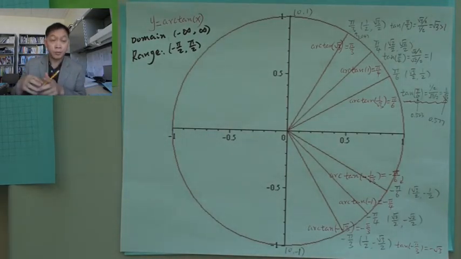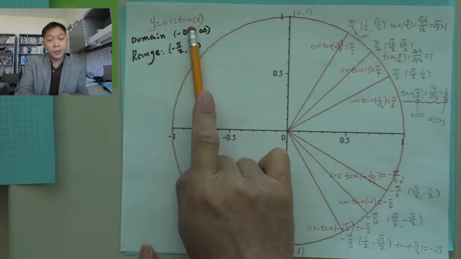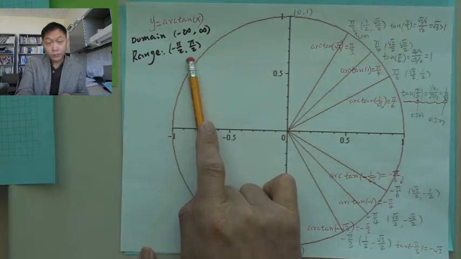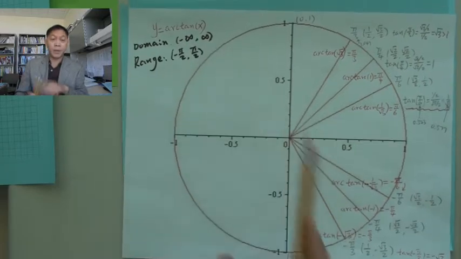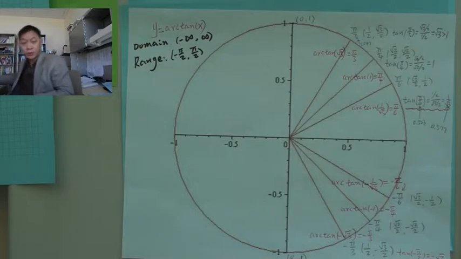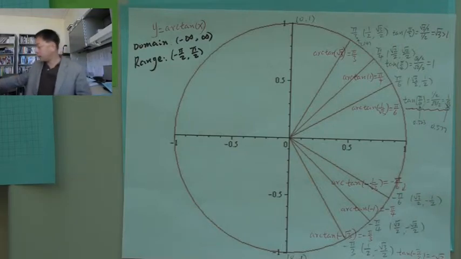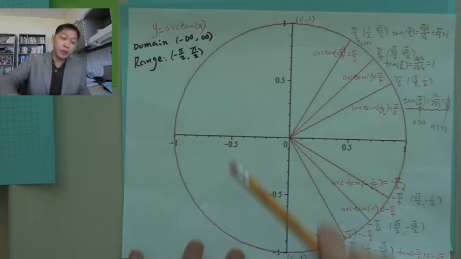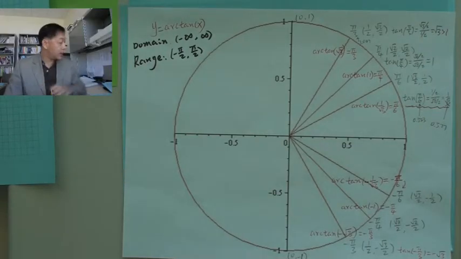Okay, so the output for arctan is restricted, and the input can be any real numbers. That was for arctan x. So to understand the function, you want to understand the domain and the range. This is from the point of view algebraically.